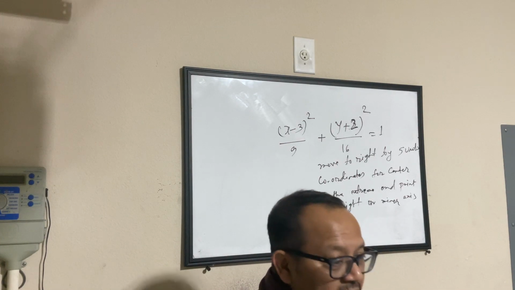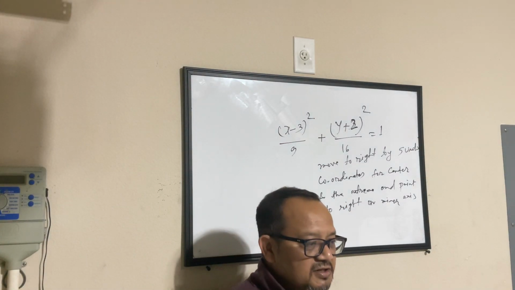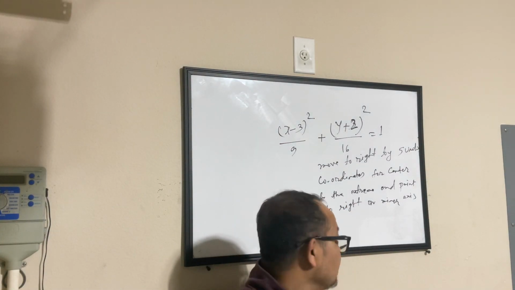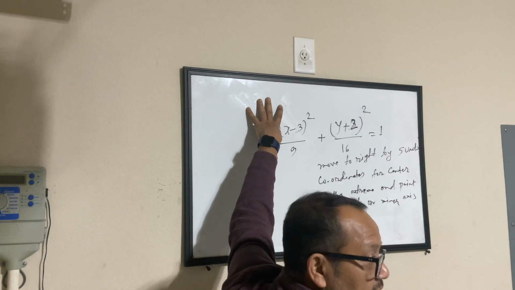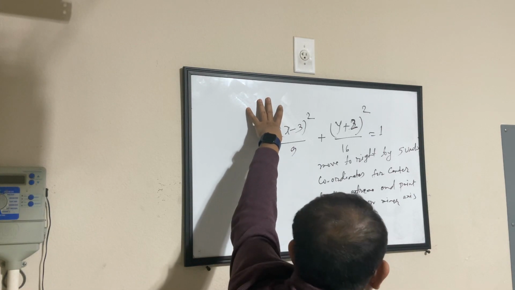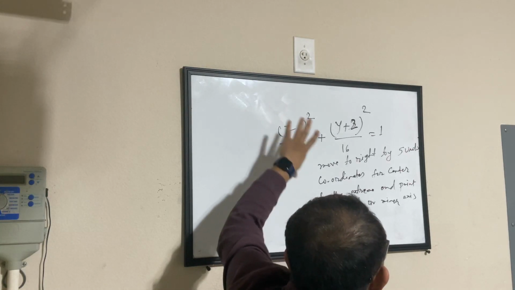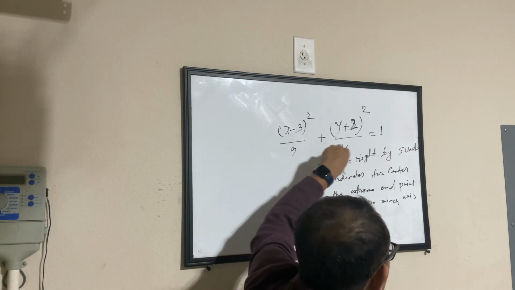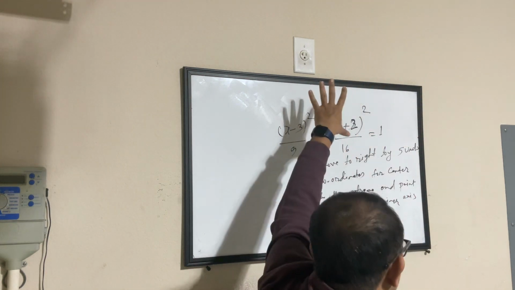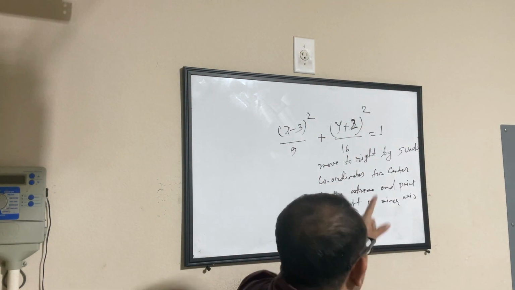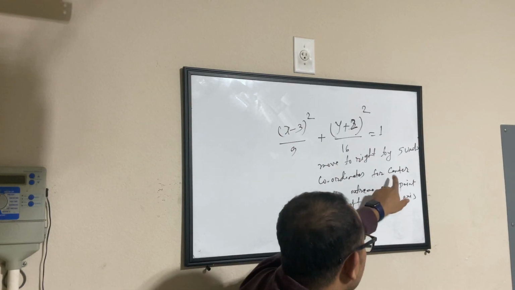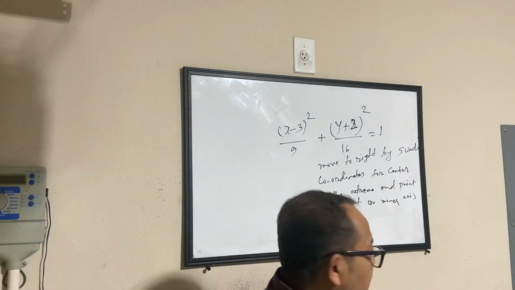I know I might be wasting time for you guys, but it's all about building that habit. So this is the equation. We don't know whether it's a circle or parabola or ellipse or hyperbola, but we just have the equation. It says move this to the right by 5 units. So this shape, you draw it and you move it to the right by 5 units, and then find out the coordinates for the center after moving it by 5 units.